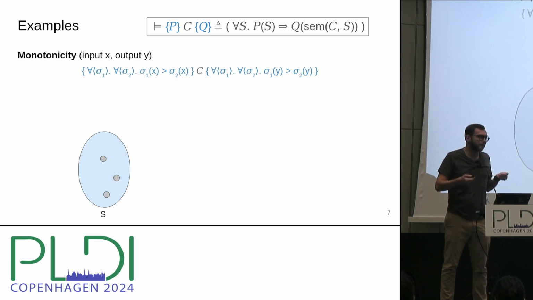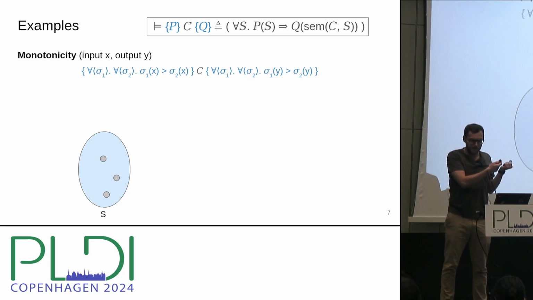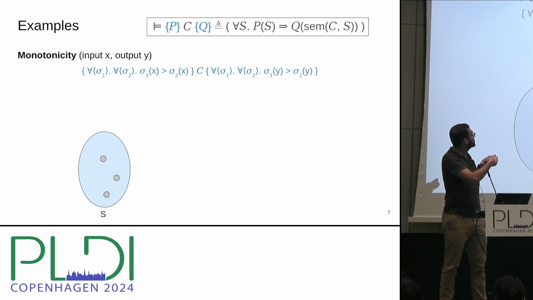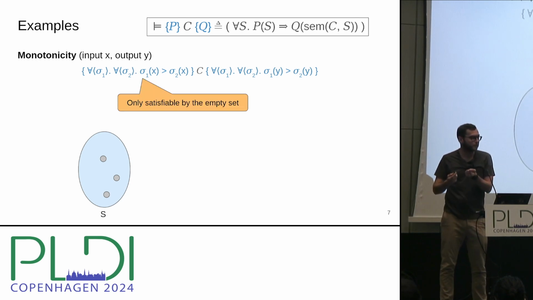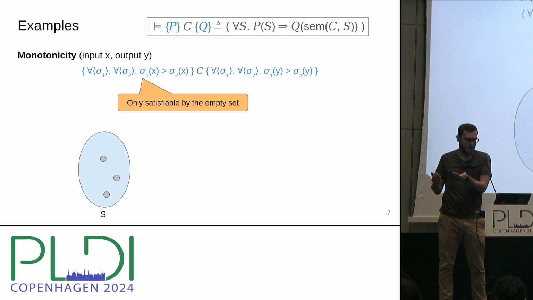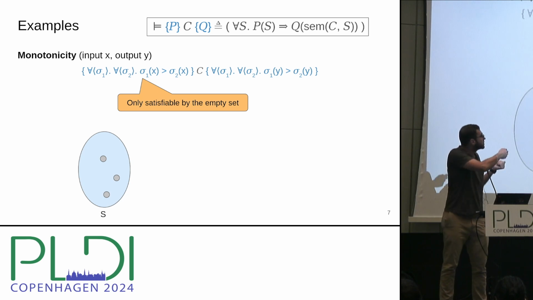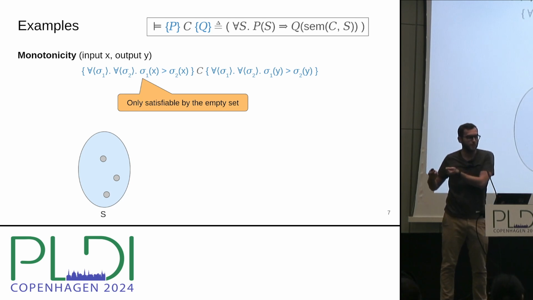We would like to express monotonicity with the same syntactic notation and in a similar way, by saying that given any 2 states, we have a sigma 1 that is strictly greater than sigma 2. But this hypertriple would not express monotonicity, because sigma 1 and sigma 2 can be instantiated to the same state, and this is not a reflexive nor symmetric condition. So this precondition would be only satisfiable by the empty set.